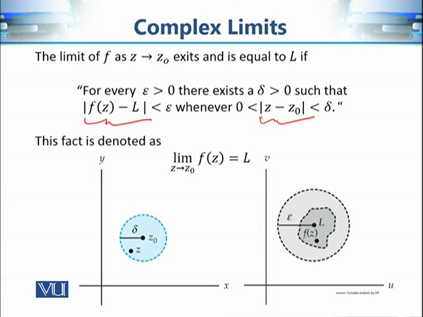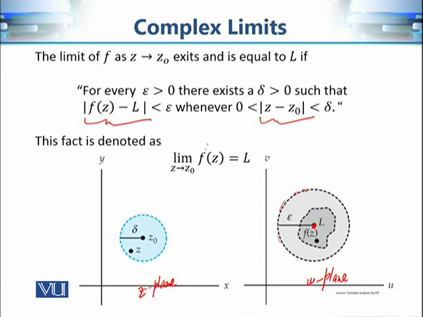Now, the complex numbers z are mapped in the z plane, and the functional values are mapped in the w plane. So if we consider a delta neighborhood of z naught, this blue region is basically the delta neighborhood of z naught, or the set of all complex numbers whose distance from z naught is less than delta. And for every epsilon, which is chosen in the w plane, let's say this is the functional value, this is the epsilon, and this is the limit L.